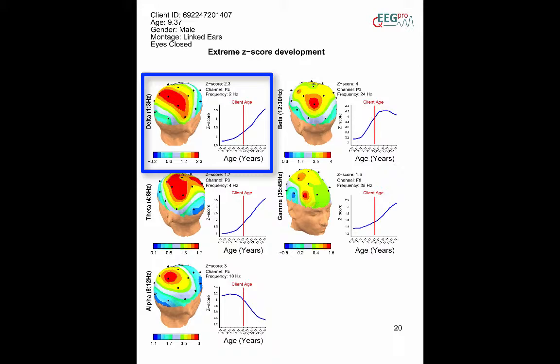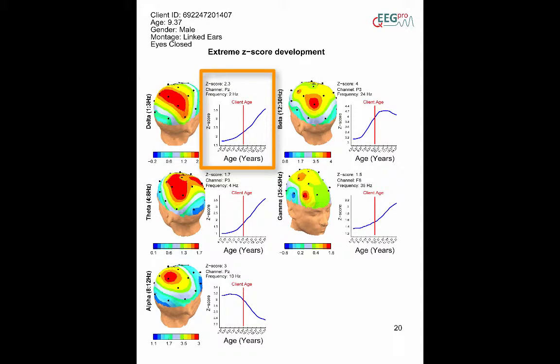Here we see a three-dimensional plot which shows the most extreme Z-score within the delta band. In this example, the most extreme Z-score within the delta band is 2.3 at channel PZ at 2 Hz. The three-dimensional plot is scaled between the minimum and maximum Z-score within that particular frequency bin. This plot can serve as a tool to locate the hot spot or cold spot of deviant activity.